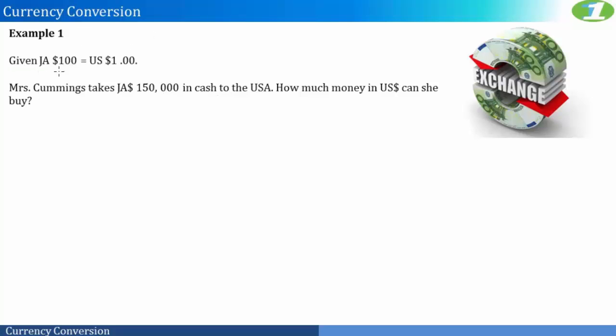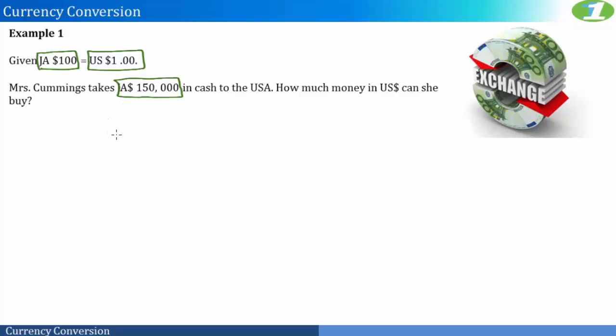And here it says that, given that 100 Jamaican dollars is worth $1 US, Mrs. Cummings takes $150,000 in cash to the US. How much US can she buy? Or said another way, how many US dollars does she have if she were to convert from Jamaican dollars to US dollars? Well, let's look at it.